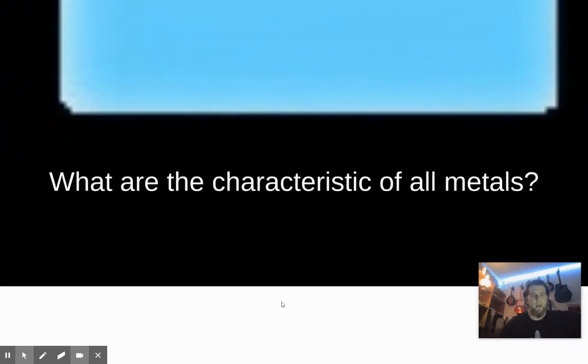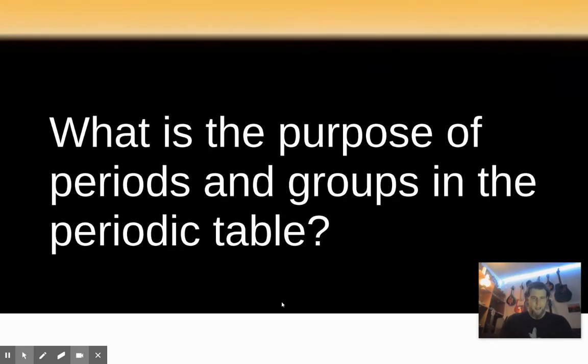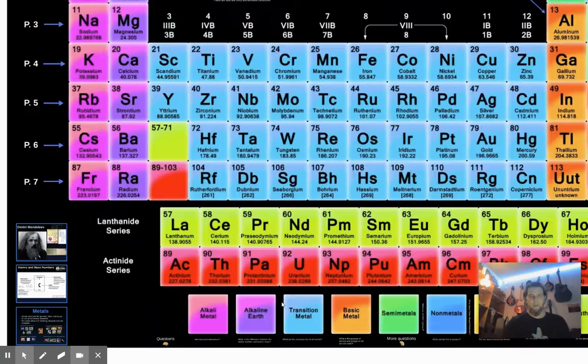And then, what are the characteristics of all metals? Well, that's what we just saw. They're ductile, they're malleable, they're shiny, they have a luster, and they conduct heat and electricity very, very well. And then what is the purpose of the periods and the groups in the periodic table? It is to gather elements that share similar properties, to get them around each other. So the main thing is to group them by their chemical characteristics, their reactivity, and other traits that they share in common.